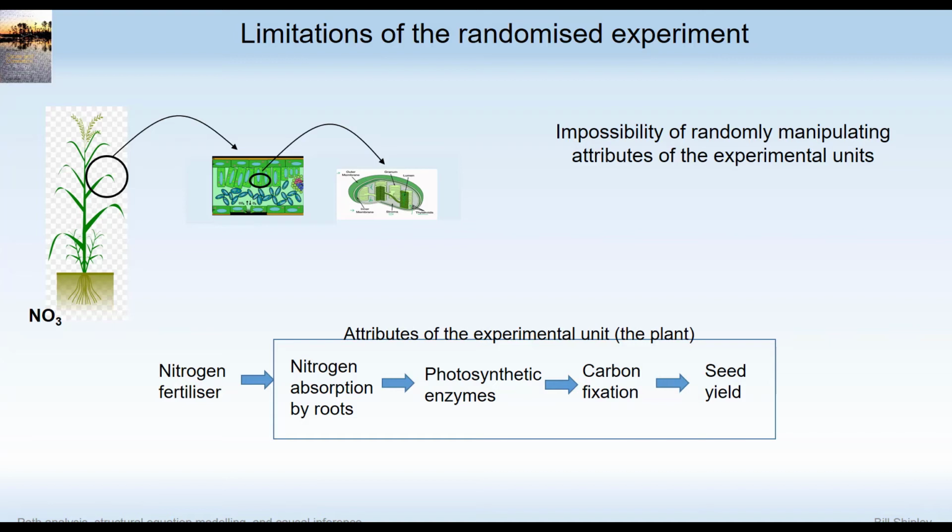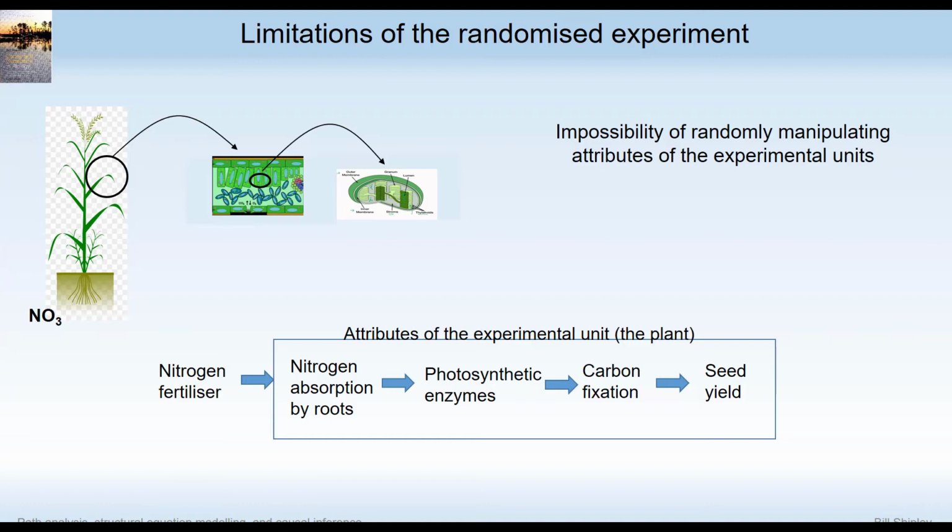But imagine we wanted to test a more complicated causal explanation, the one that you see on the screen. So we want to know whether the increased nitrogen fertilizer that we add causes an increase in nitrogen absorption by the roots, which then causes an increase in photosynthetic enzymes in the leaf, which then increases the amount of photosynthesis and carbon that's fixed by the leaves, which then increases the seed yield of the plant.